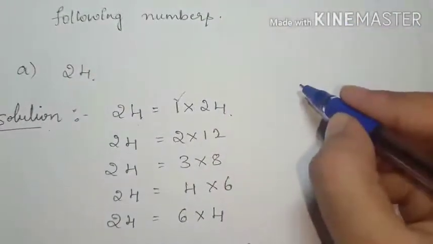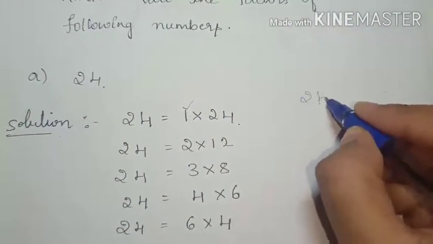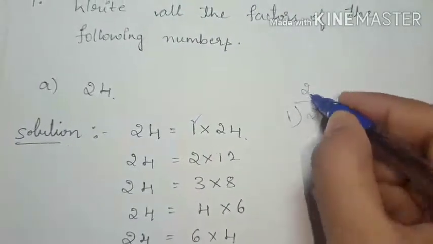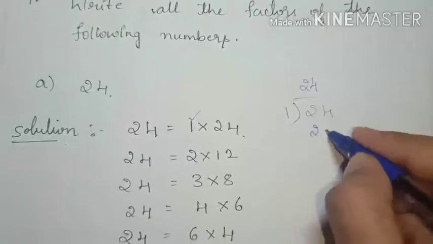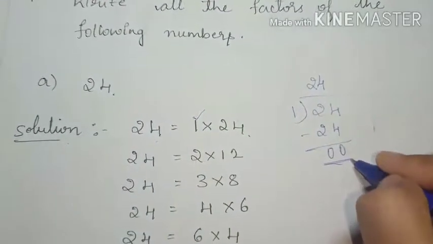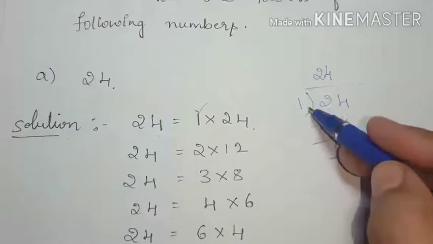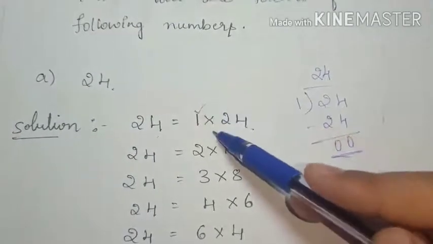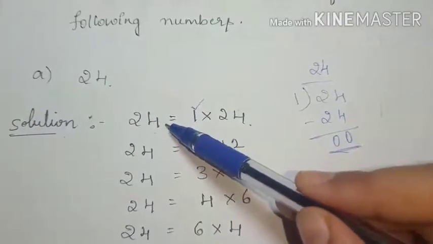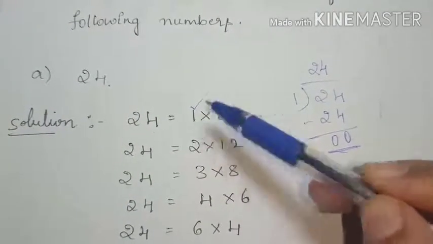If you do the division, you can check: when 24 is divided by 1, 1 24s are 24. The answer is 0. The remainder is 0. So 1 is a factor of 24. It divides exactly. So 1 is a factor.